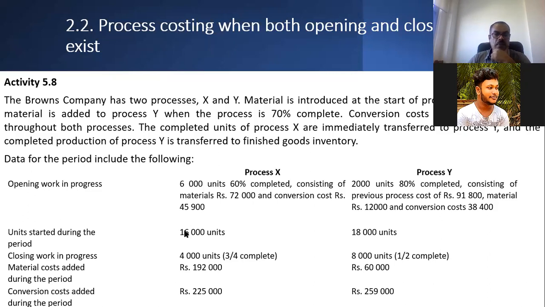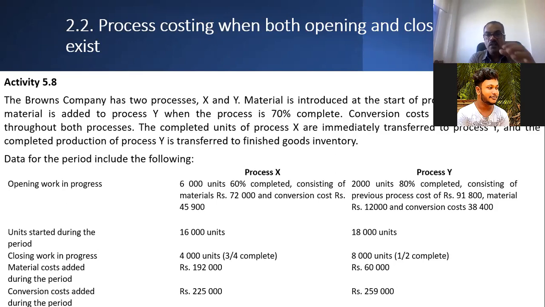Units started during the period: additional 16,000 units have been introduced. So physically, you have to understand that in process X, 6,000 partly completed units were there. Additional 16,000 were introduced. Altogether, 22,000 units were processed, of which we do not know how many were completed, how many are in the work in progress, how many were lost, and all these things.